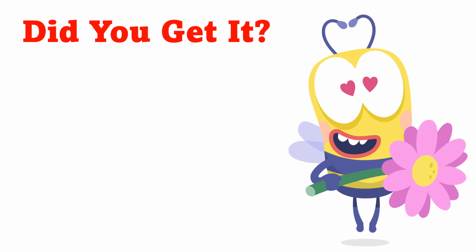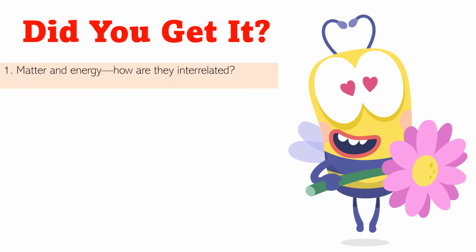Let's see if we understand the concept. So, question number one states: matter and energy and how they are interrelated. Matter is a substance of a living and non-living object. Energy is the mover of that substance, the ability to do work.